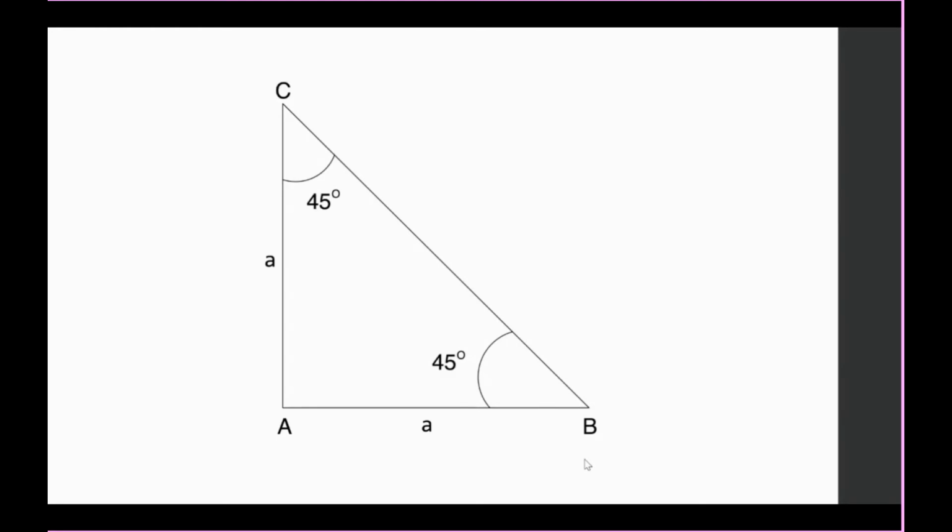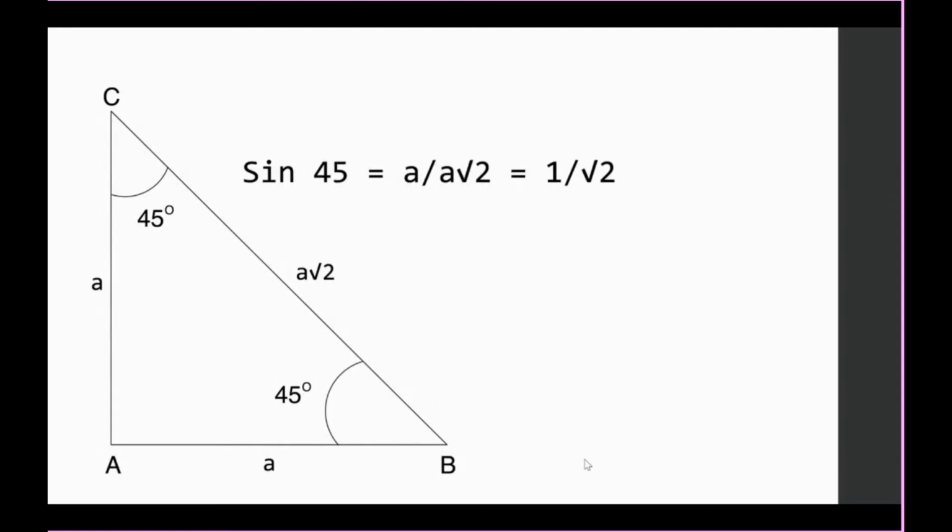It's nothing but A into square root of 2. Now let us see what is sine 45. As we know, the definition of sine theta is opposite by hypotenuse. So A by A root 2 is nothing but 1 by root 2. Similarly, we can find cos 45, that is adjacent by hypotenuse. So A by A root 2 again is 1 by root 2.